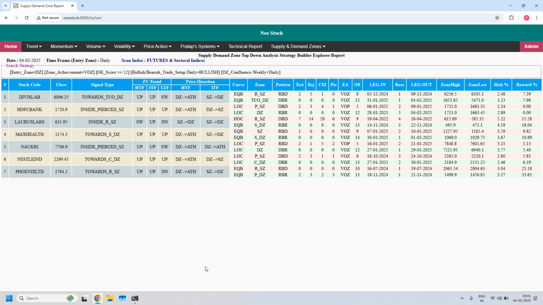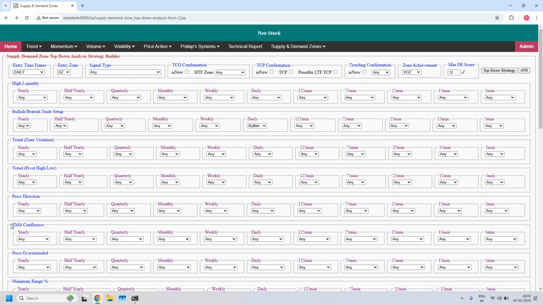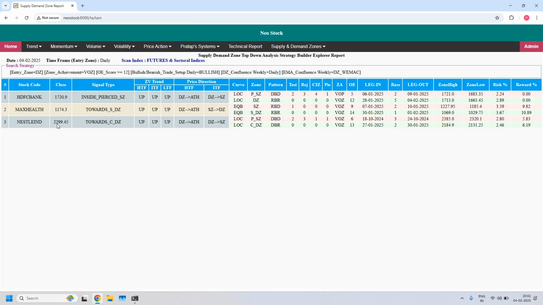Because daily is in weekly zone and weekly trend is up, and if weekly trend is having weekly EMA confluence, then these daily zones could be even more high priority to get the success rate. Let's verify the EMA confluence at a weekly time frame, because daily zone is part of the weekly zone, so we are setting weekly demand zone having weekly EMA confluence. With this filter, we got 3 stocks. So these 3 daily demand zones are even more high priority demand zones.